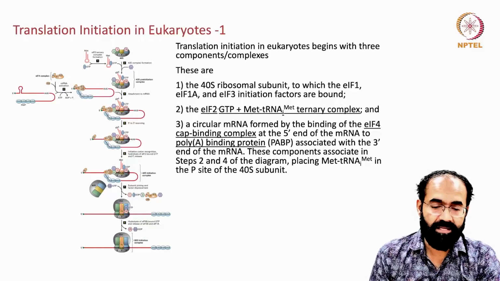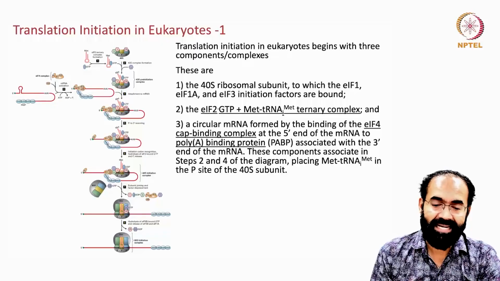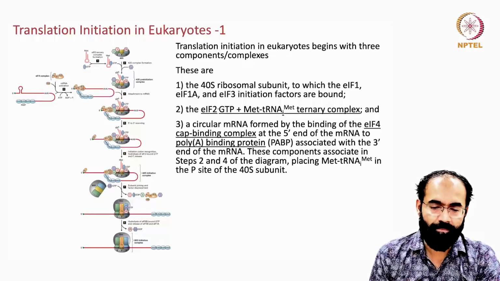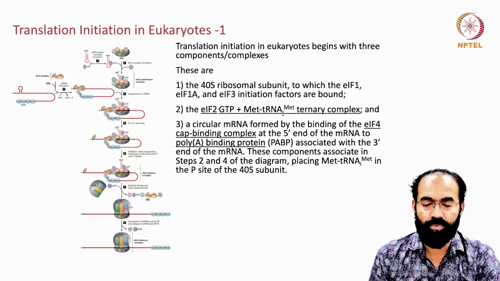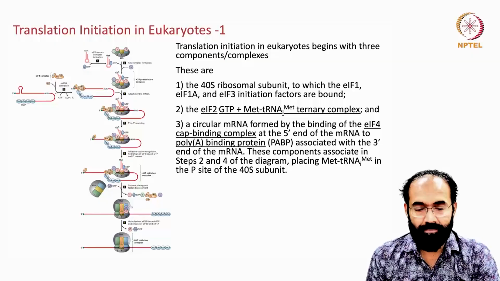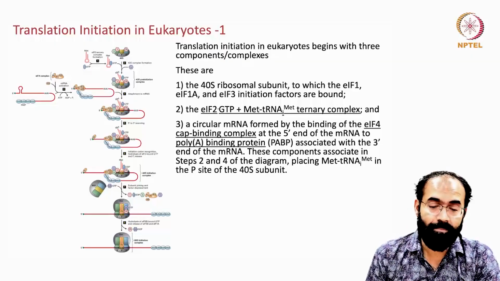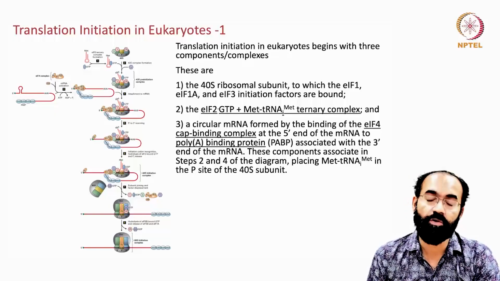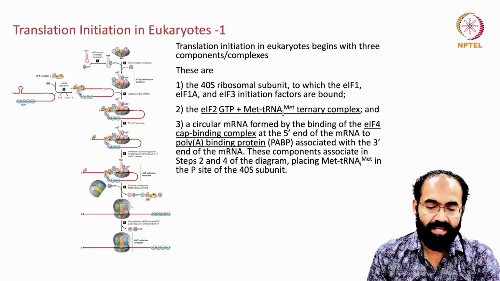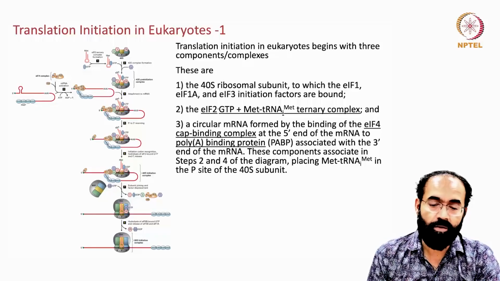And as a third step, a circular mRNA is formed by the binding of the eIF4 cap binding complex at the 5' end of the mRNA to the poly A binding protein. Understand, the RNA forms like a bangle: PABP, the poly A binding protein, and the cap binding complex at the 5' end form a circular assembly. This PABP is on the poly A tail, whereas the cap binding complex is on the 5' cap.